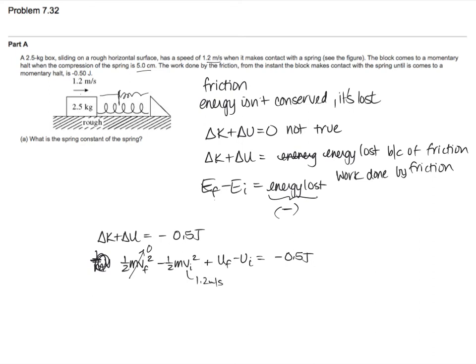Once it compresses the spring the whole way, it has a potential energy of 1/2 kx squared. It didn't have any initial potential energy. So what this ends up simplifying to is 1/2 mv initial squared plus 1/2 kx squared is equal to minus 0.5 joules. In this particular problem, what we're trying to find is the spring constant, K. So we're going to rearrange this to solve for K.